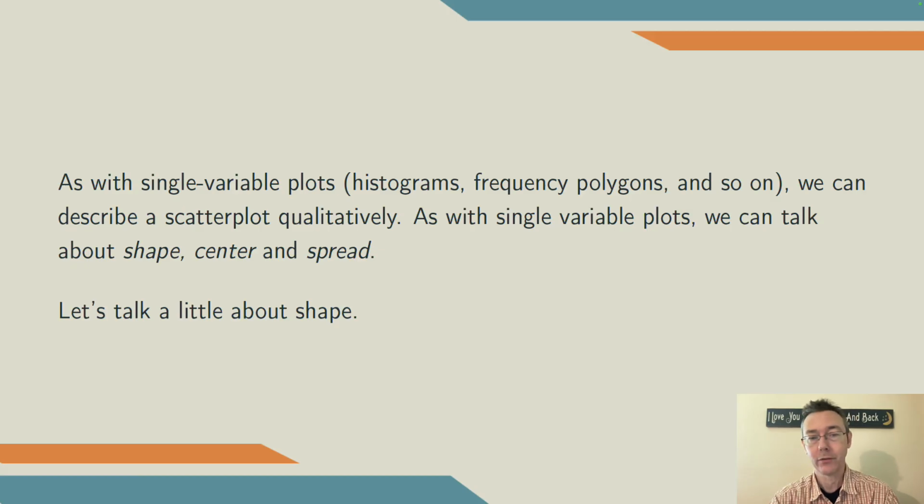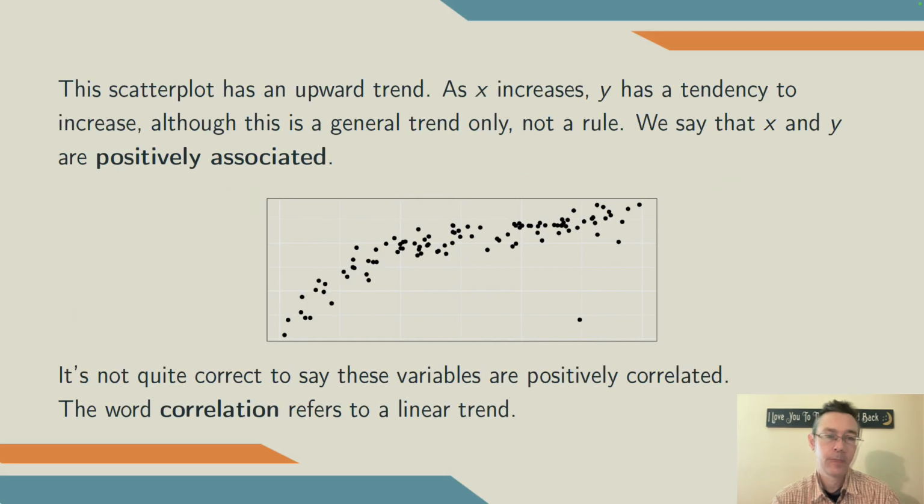As with single variable plots like histograms, we can talk about scatter plots qualitatively and develop vocabulary for those descriptions. We can talk about shape, center, and spread, just like with histograms or frequency polygons or whatever. Center and spread get us into regression and correlation, so right now we're just going to talk a little bit about shape. Here's an example of a scatter plot with an upward trend, in the sense that as x gets bigger, y usually gets bigger as well.